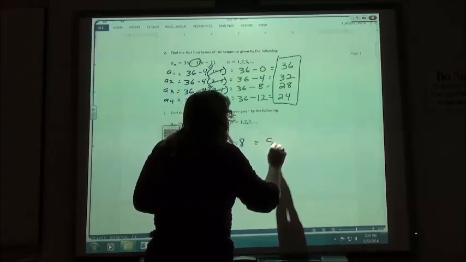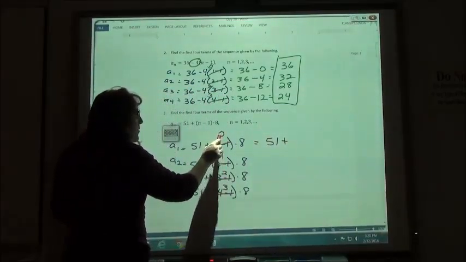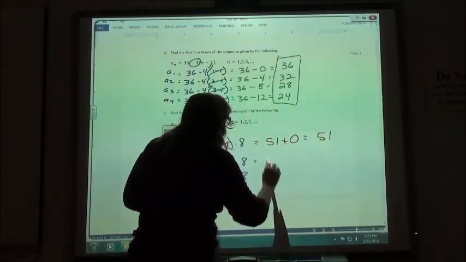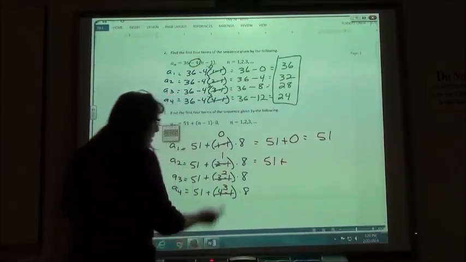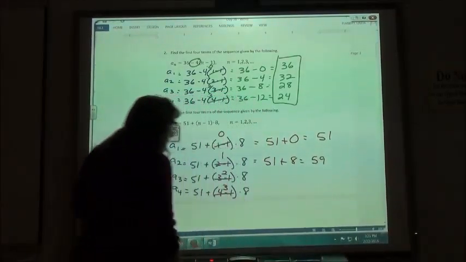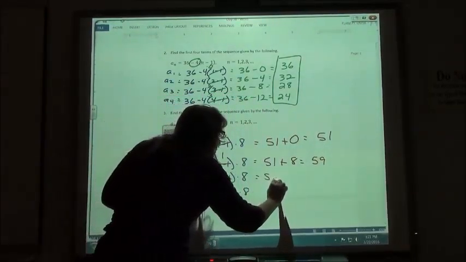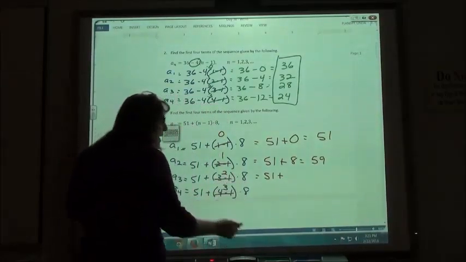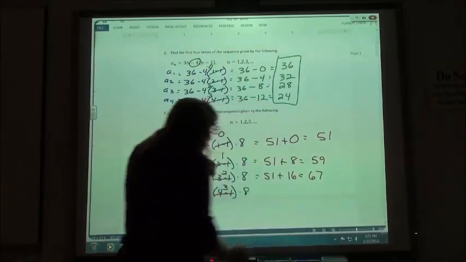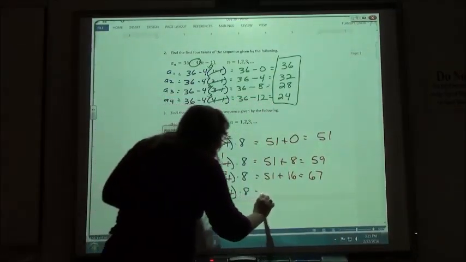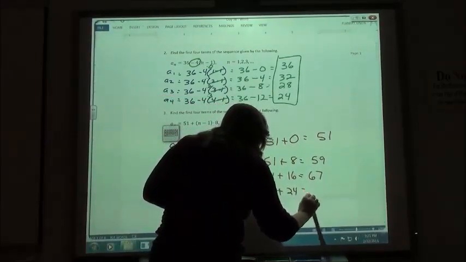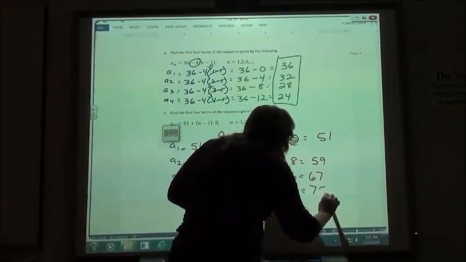So 51 plus 0 times 8 is 0. Gives me 51. 51 plus 1 times 8 is 8, gives me 59. 51 plus 2 times 8 is 16, which gives me 67. And last one, 51 plus 3 times 8 is 24, which gives me 75.